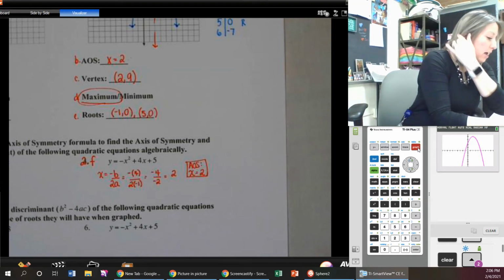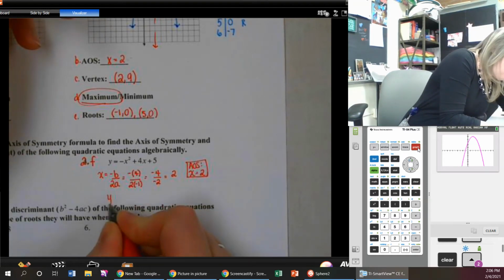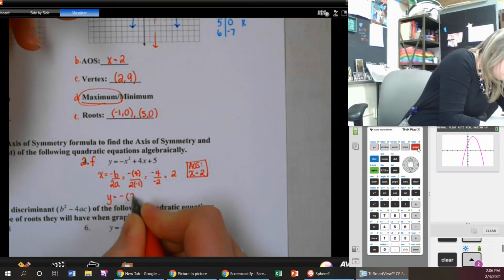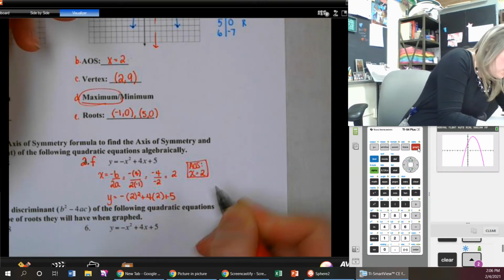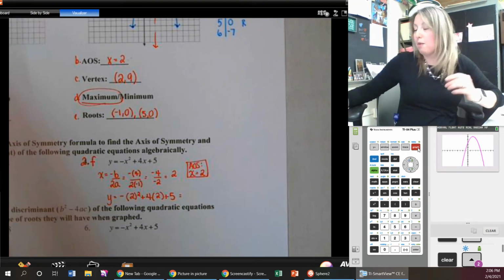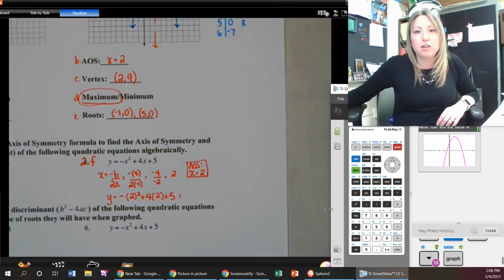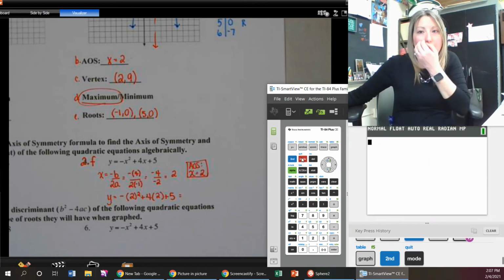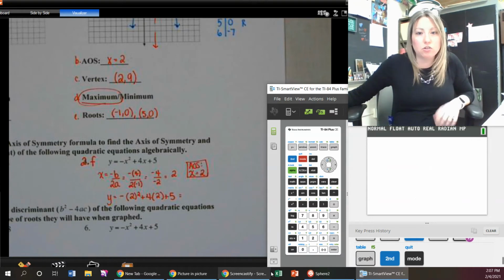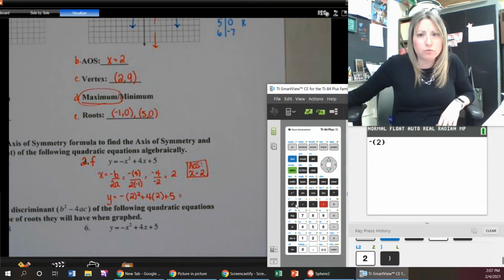Now I just plug that into the equation for x. So y equals negative of 2 squared plus 4 times 2 plus 5. And hopefully that gives me 9. I'm going to do that in my graphing calculator right here. So let me just head back to my home screen, second and quit. And let's just enter all this good stuff here. So negative of 2 squared plus 4 times 2 plus 5 is hopefully 9.